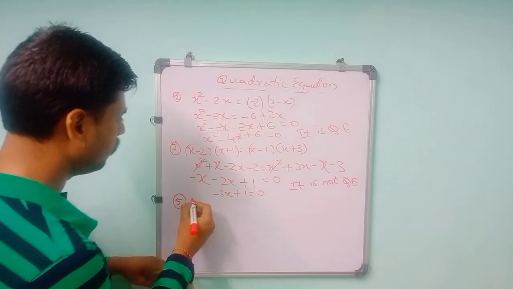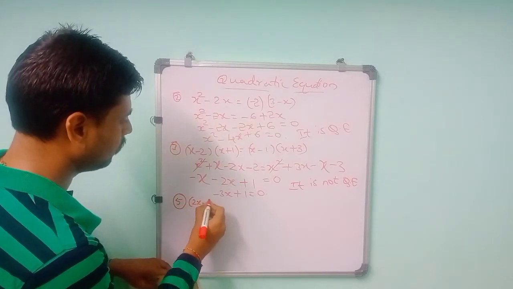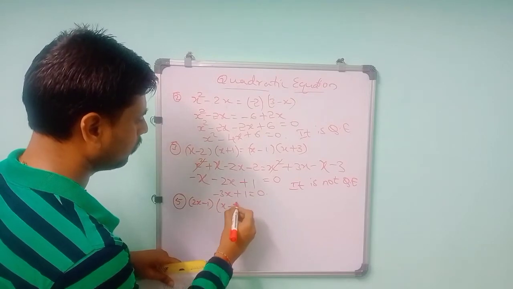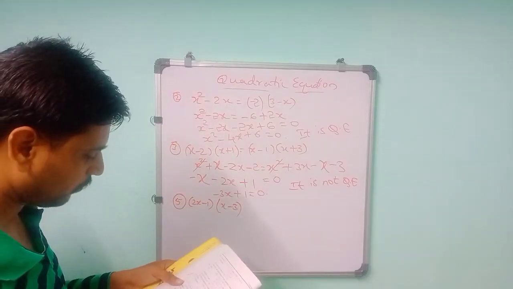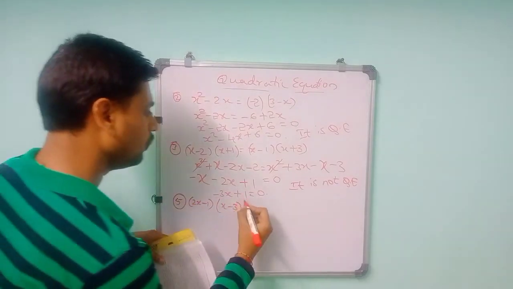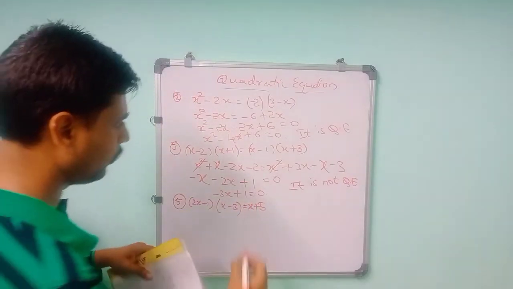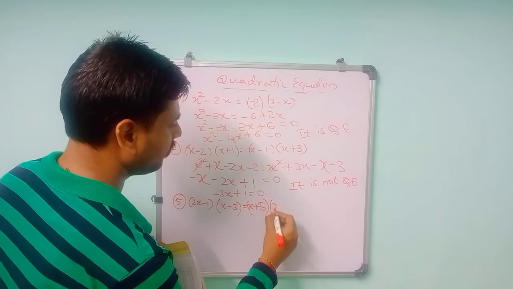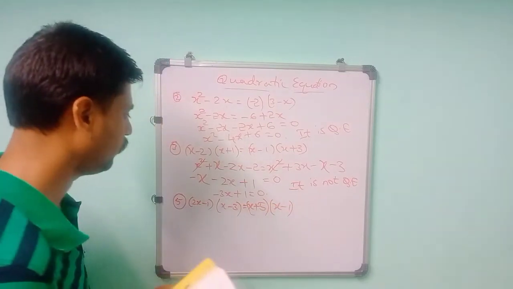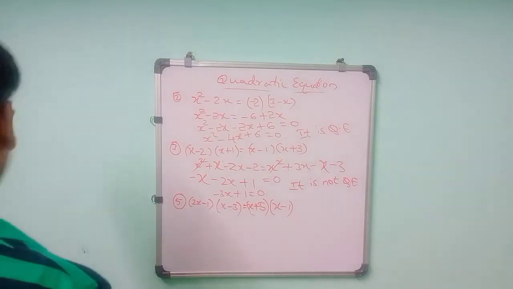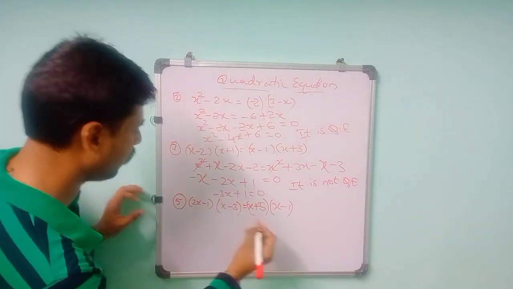Fifth one: 2x minus 1 into x minus 3 is equal to x plus 5 into x minus 1. So try to solve this problem.